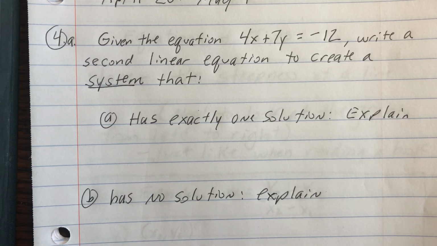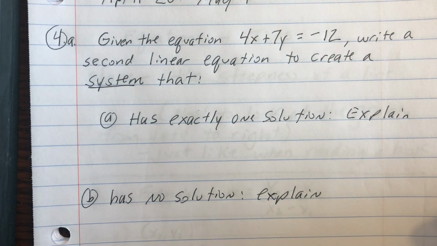All right, guys, here's my sample problem number 4 that will be similar to your number 4 problem on Module 4 assessment problems. Mine says, given the equation 4x plus 7y equal negative 12, write a second linear equation to create a system that, part A, has exactly one solution. Explain.